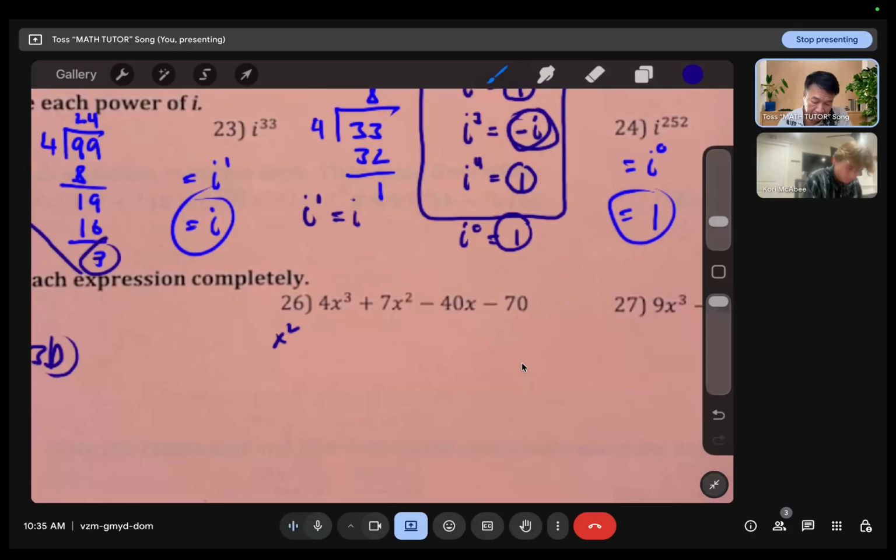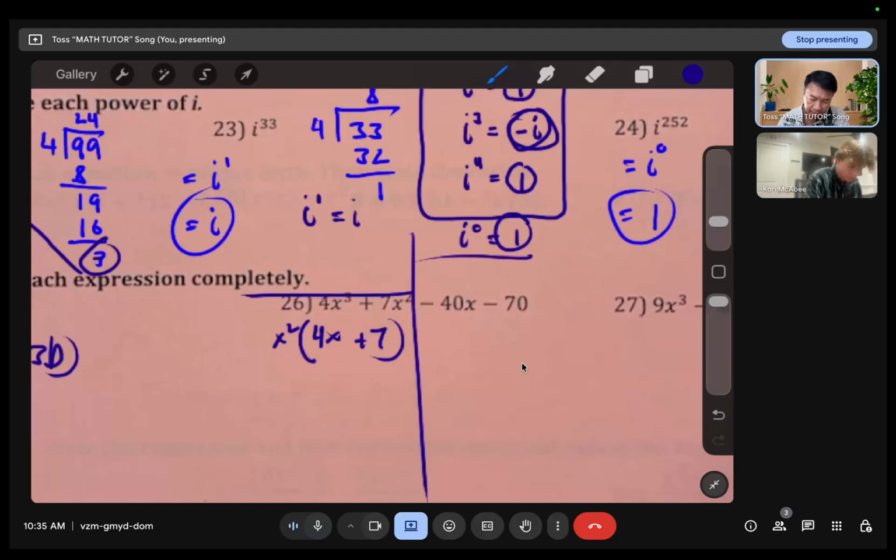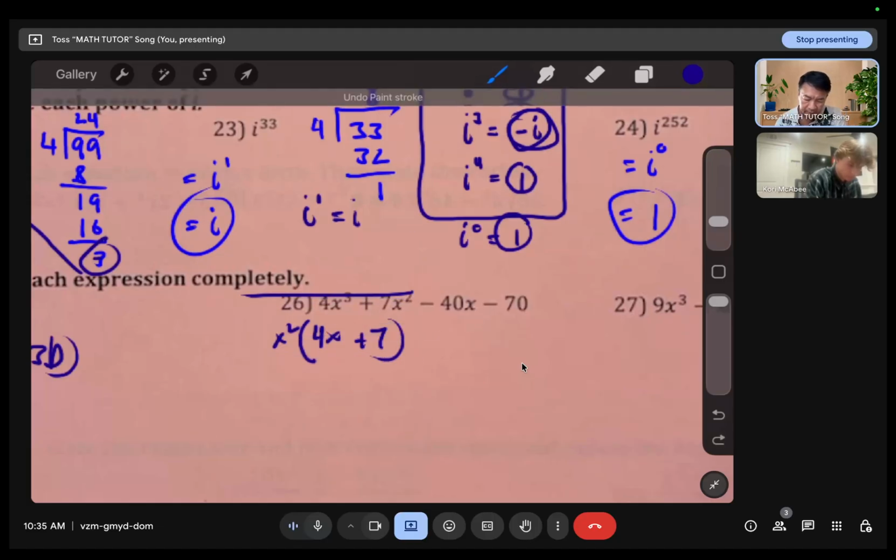And no number, because there's no number that can go into both of them. So just x squared. And then you come up with, hey, x squared times what will give you 4x to the third? It'll be 4x. And x squared times what will give you a 7x squared, so it's just plus 7, so forth. And then when you're done with that, you pretend you never saw this, and you start brand new, like over here.